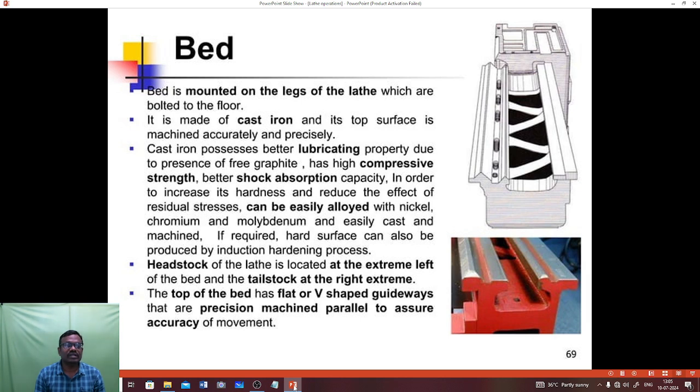Bed is mounted on the legs of the lathe which are bolted to the floor. It is made of cast iron and its top surface is machined accurately and precisely. Cast iron has better lubricating properties due to presence of free graphite. It has high compressive strength and better shock absorption capacity. In order to increase its hardness and reduce the effect of residual stress, it can be easily alloyed with nickel.